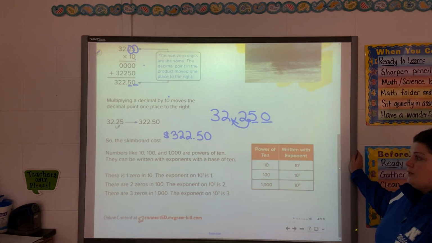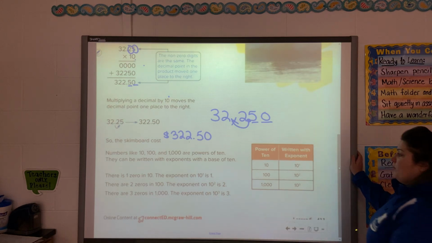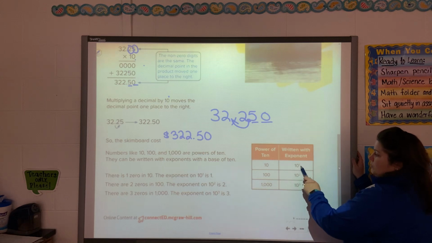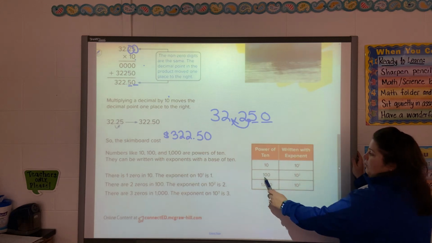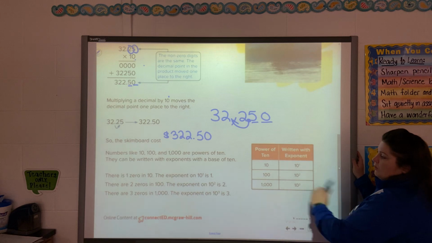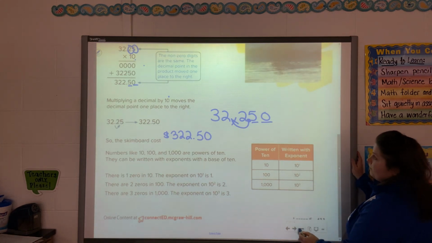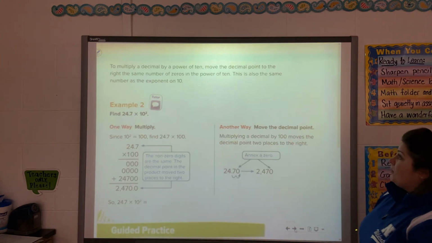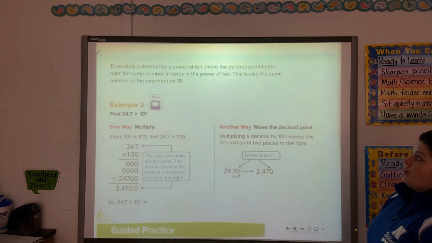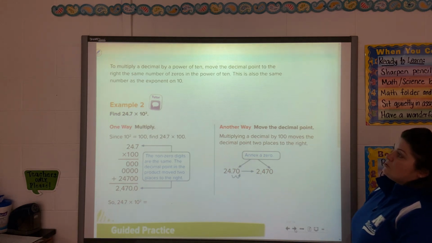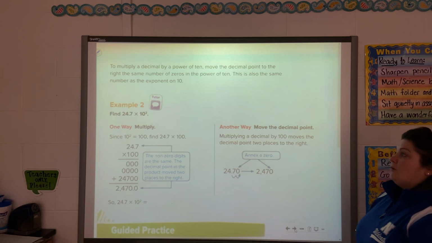Numbers like 10, 100, and 1,000 are powers of 10. They can be written with exponents with a base of 10. So 10 is equal to 10 to the first power because there's 1 zero in 10. 100 is 10 to the second power. 1,000 is 10 to the third power, etc. To multiply a decimal by a power of 10, move the decimal point to the right the same number of zeros in the power of 10. This is also the same number as the exponent on 10.